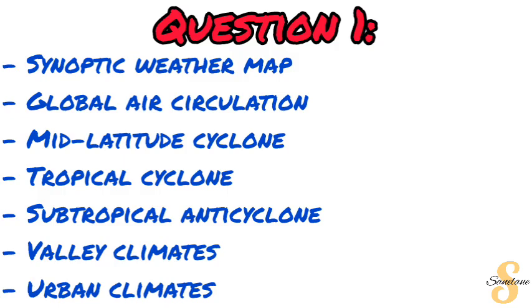And under the topic of climate and weather, what I recommend that you need to be comfortable with before you walk into the examination room is the topic of synoptic weather map and global air circulation. Make sure that you revise mid-latitude cyclone as well as the tropical cyclone, and with that include the subtropical anticyclone, and then do the climates, that is the valley climate and the urban climate or the city climate.